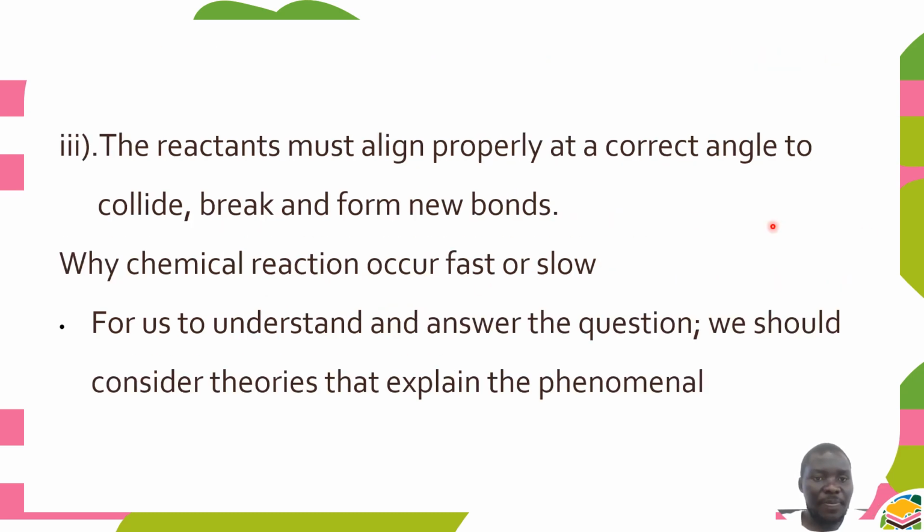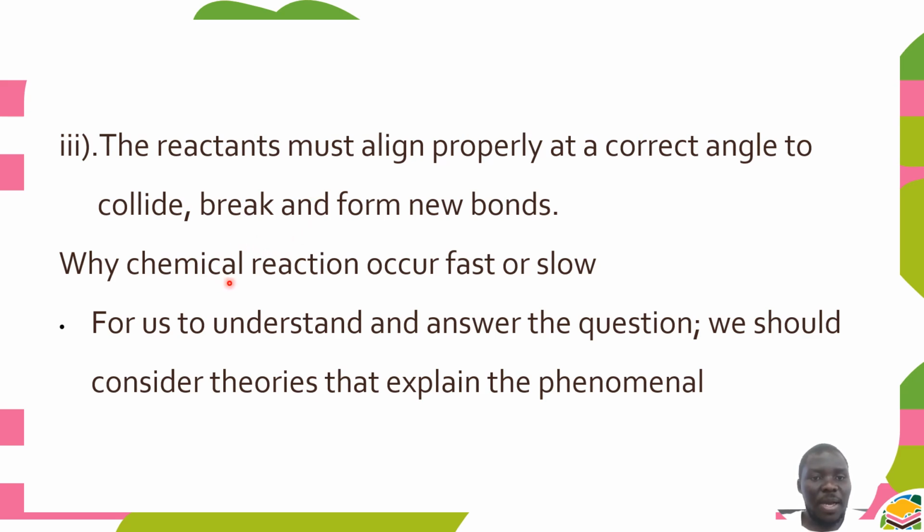The last condition that must be there for a chemical reaction to take place is that the reactants must be aligned properly, at a correct angle, to collide and break in order to form new bonds. So they must be at a correct angle. What does this mean? It means that they must be aligned properly for them to collide. Otherwise, for example, if one is in a bottle and the other is in a container, that is not proper alignment. It means they cannot get in contact.